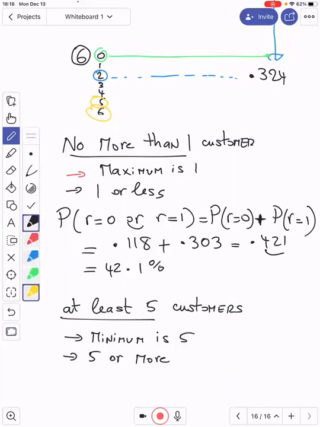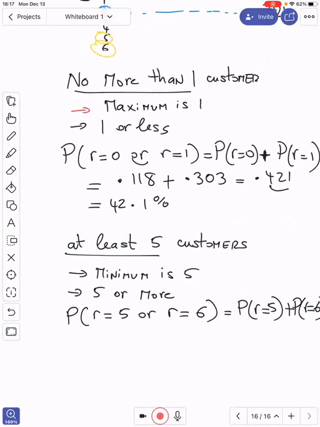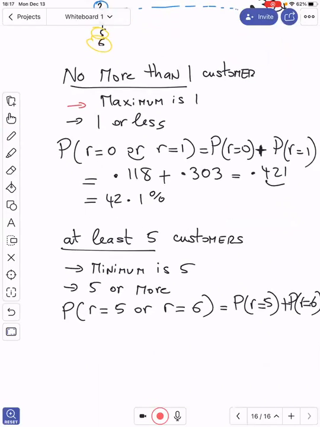So here, 5 or 6. So it's just R equal to 5 plus R equal to 6. Okay, so there is a difference between no more and at least, right? No more than 1, the maximum is 1. At least 5, the minimum is 5.